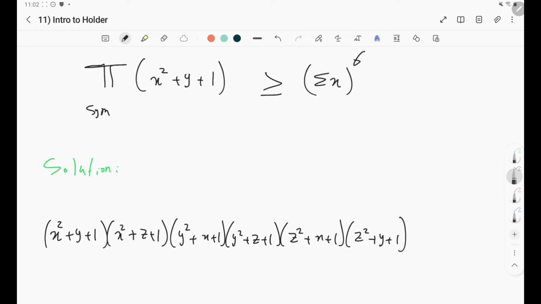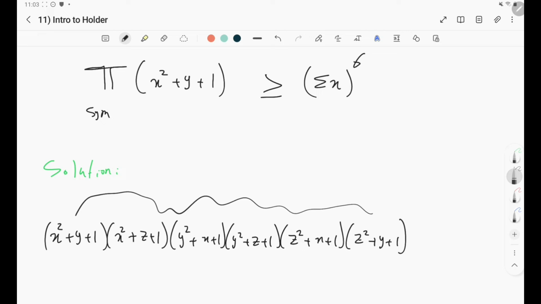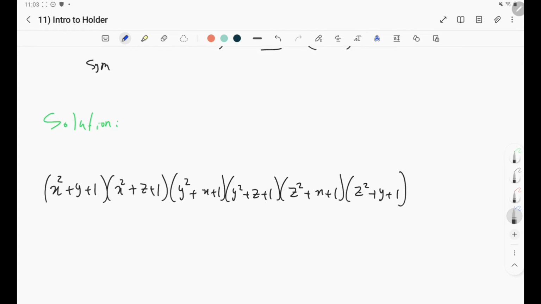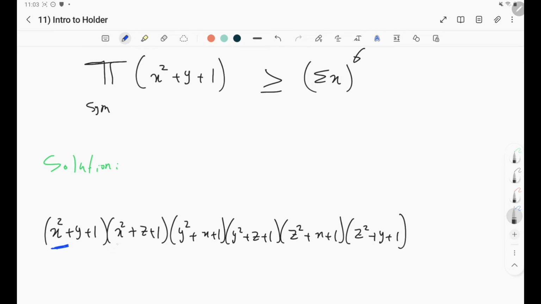Alright, now we want to combine these somehow to get sigma x all to the 6. So let's try to think about that. If you want to apply Holder on these 6 terms, then you're going to have a degree 6 root. That means, of course, you don't want something like x to the 5 here. You should have x to the 6, right? So this thing should be what you're looking for. So we want to find a way to multiply these guys together to get something like x to the 6. So let's see, can we do that?